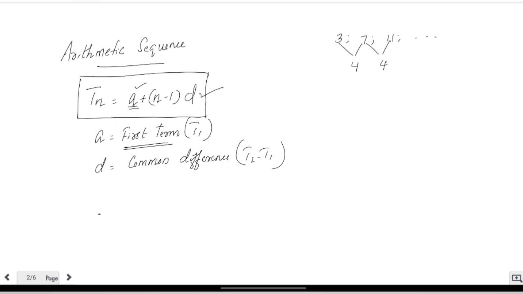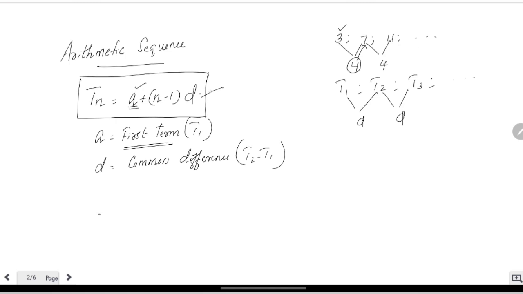Now we can find the formula. In general, an arithmetic sequence is T1, T2 the second term, T3 the third term, etc., and the common difference is d. So this is an arithmetic sequence. Clear? When you add 4 to 3, you get 7. Then 7 plus 4 is 11. 11 plus 4 is going to be 15, and it goes on like that.